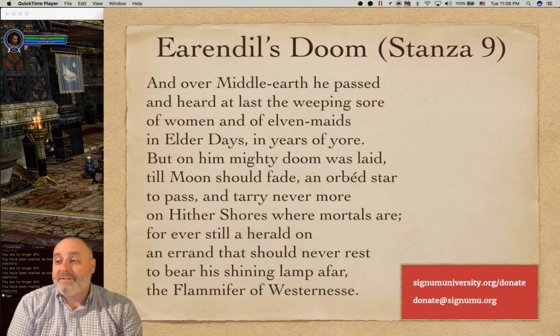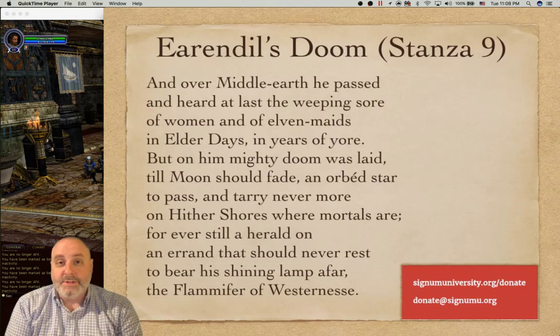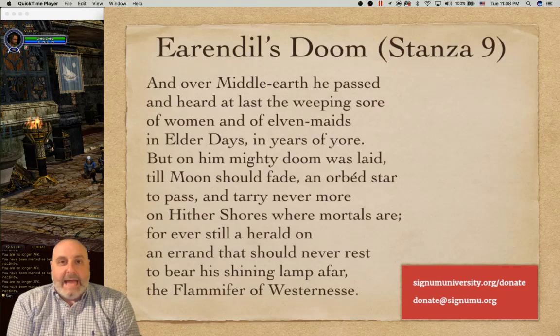Yes, Westerness does refer to Numenor, Kurtzimus. That's Westerness, a translation of the word Numenor. That is exactly what that is.